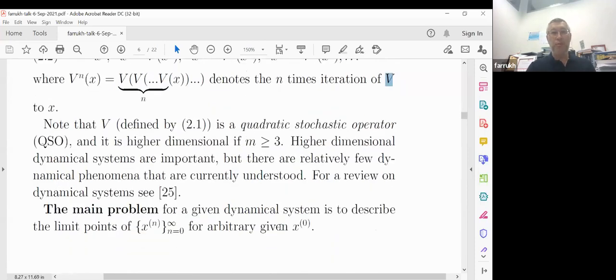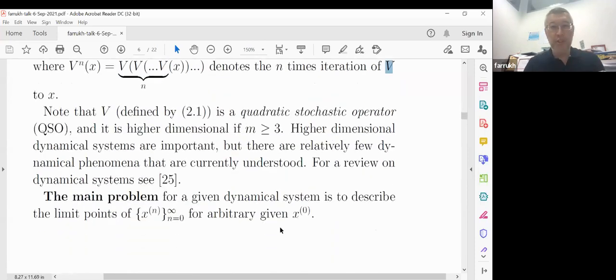So what is the main problem in this population dynamics? The main problem is the behavior of this sequence. We want to know the main properties of this sequence. This is the main idea of population dynamics: to know the sequence behavior.